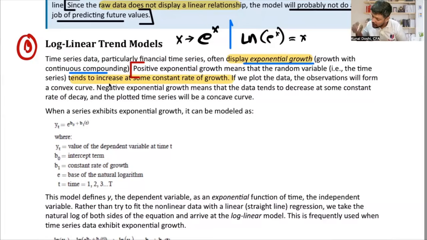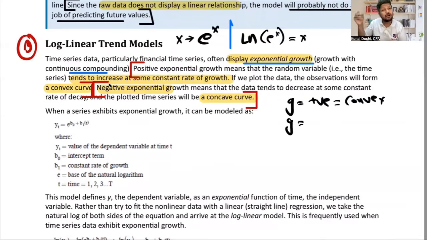This positive growth, exponential growth, means if we plot it, it will look like a convex curve. Remember, positive exponential growth is convex, but negative exponential growth will look concave. So whenever the growth is positive, the graph is convex. Just remember this for your important theoretical question. Whenever the growth is negative, the graph will be concave. No one's going to ask you the graph, but just in case they ask these points.